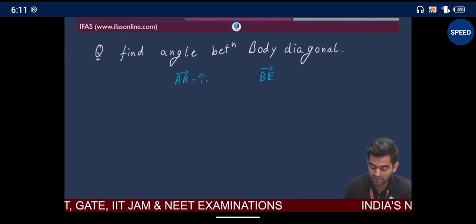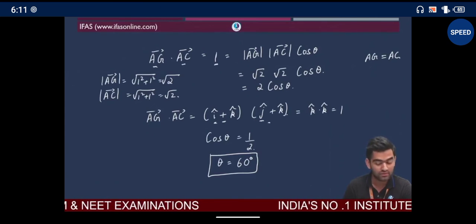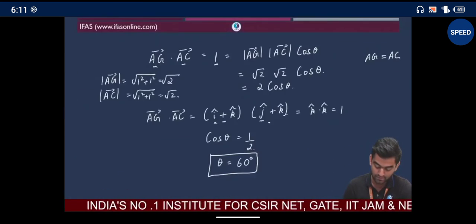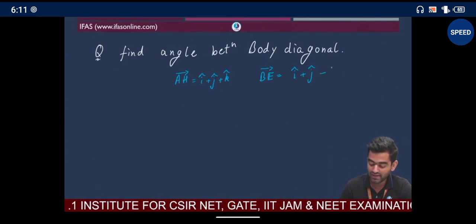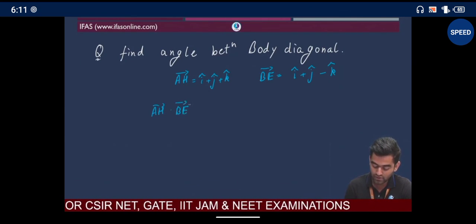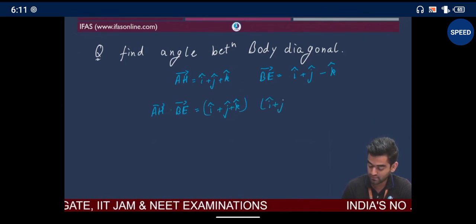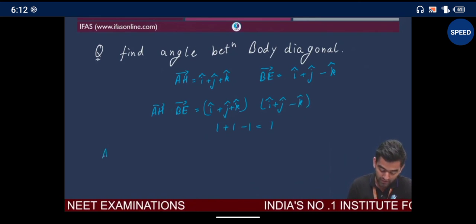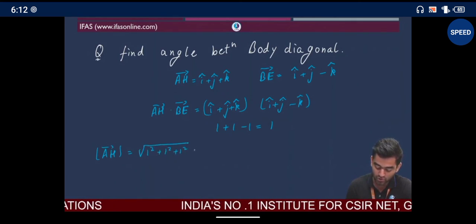Now AH vector can simply be written as i cap plus j cap plus k cap. The BE vector can be written by subtracting the two, simply subtracting B from E. So what I'm going to get is minus i cap plus j cap plus k cap. Taking the dot product of AH vector with BE vector, it will become 1 plus 1 minus 1, which results in 1. Now we have to take the magnitude: 1 square plus 1 square plus 1 square, taking the under root, it will become root 3.